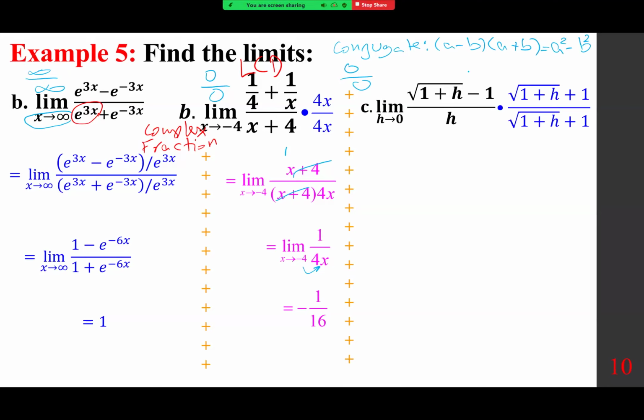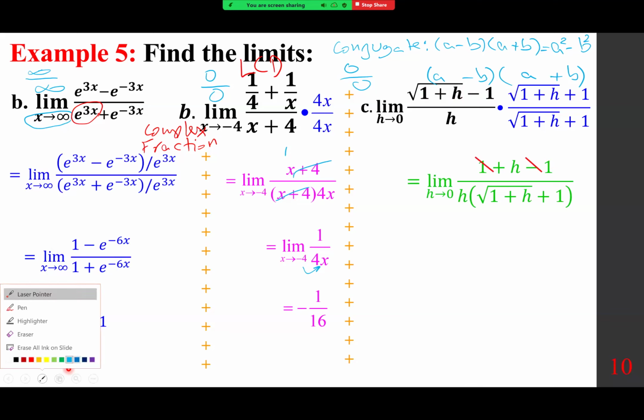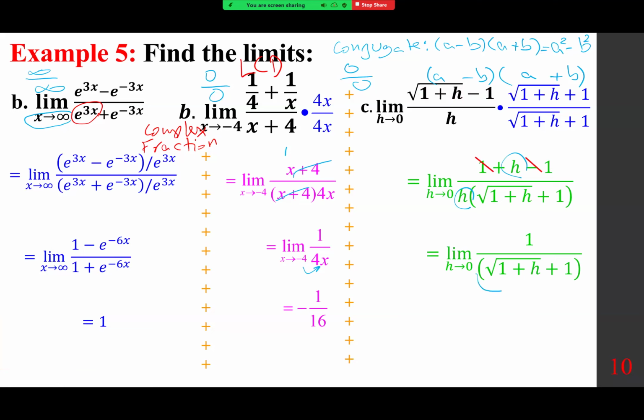And now this is A minus B, A plus B, which means A squared minus B squared. That means this comes out minus 1 squared, which is 1. These two cancel each other. H cancels out the H and becomes 1 in the numerator. If you plug in 0, you get square root of 1, which is 1. 1 and 1 is 2. So you end up with 1/2 as the final answer.